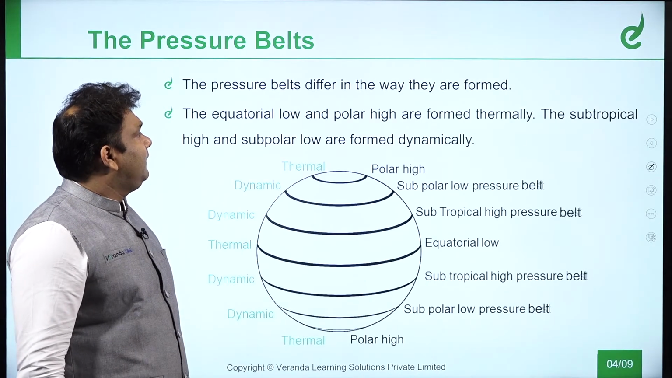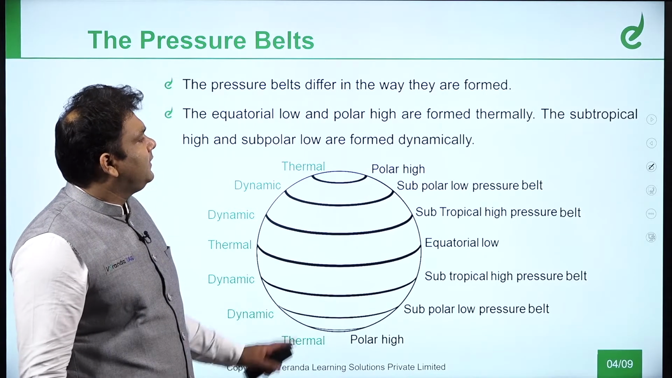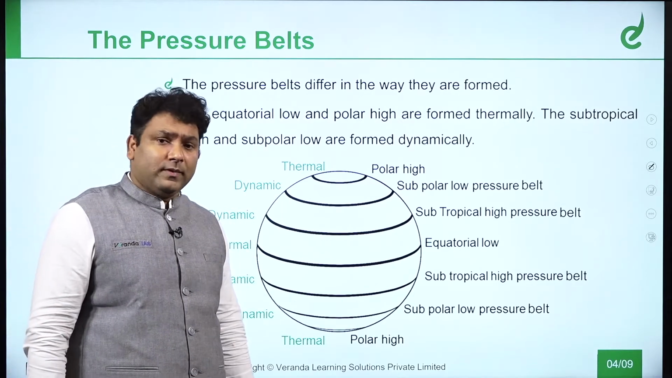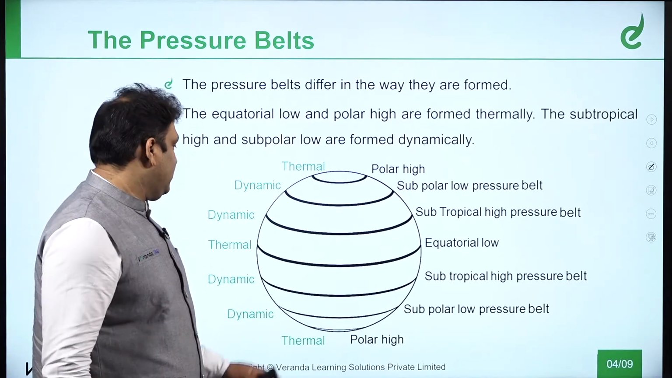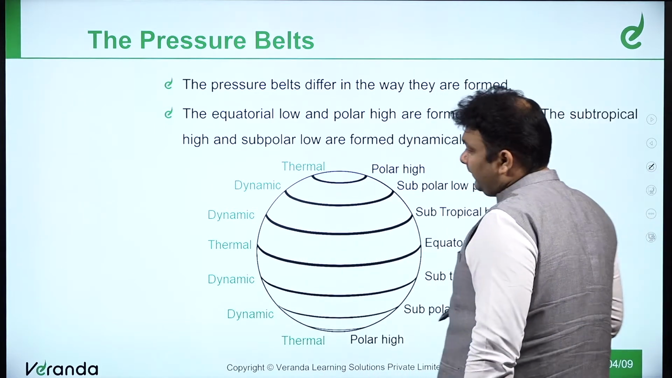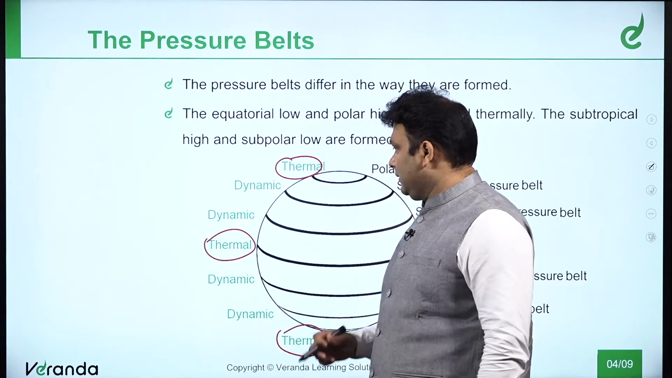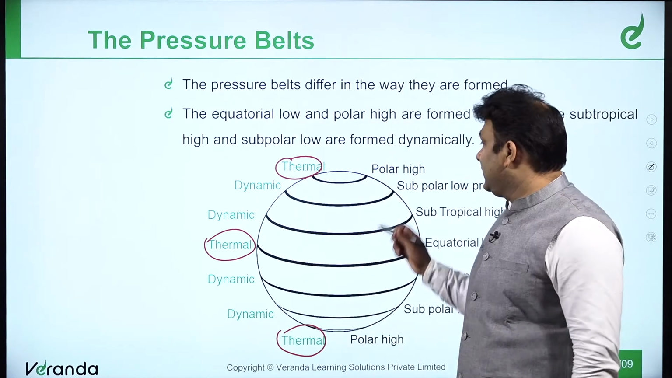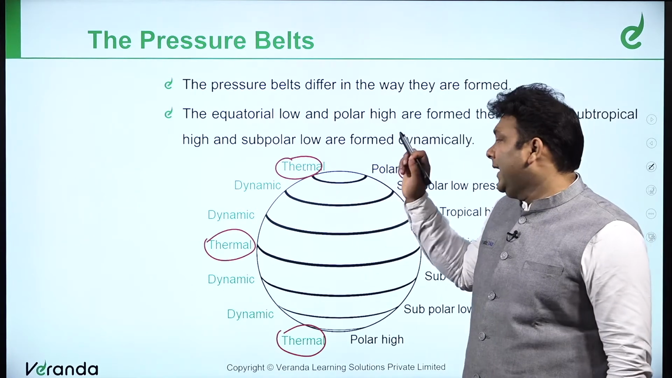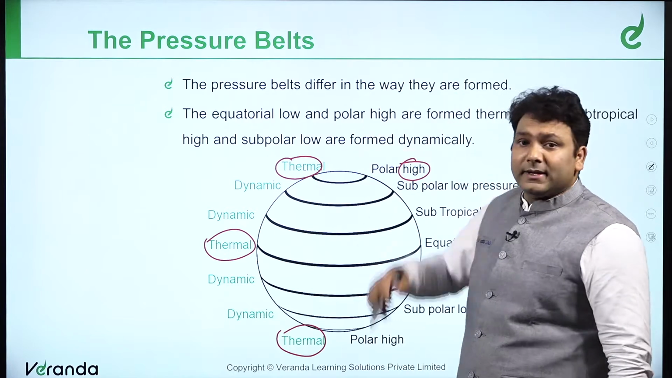So, the pressure belts differ in the way they are formed. The equatorial low and polar high are formed thermally, and the subtropical high pressure belt and subpolar low pressure belt are formed dynamically. So, you can see here how the thermal belts and dynamic belts have been formed. So, here is the thermal high pressure, you have this high pressure. So, why has this high pressure been created? Because of extremely low temperatures. Because of extreme low temperatures you have sinking air.